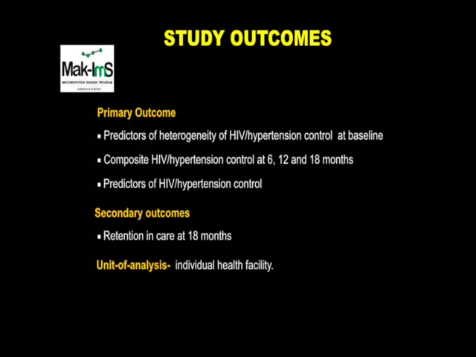And then after the intervention, looking at the composite HIV and hypertension control at 6 months, 12 months, and 18 months. And again, we look at the predictors of the control at those points. Secondary outcome will be retention in care at 18 months, and the unit of analysis will be a health facility. Of course, looking at the patient records, because we have a system that can track individual patients.